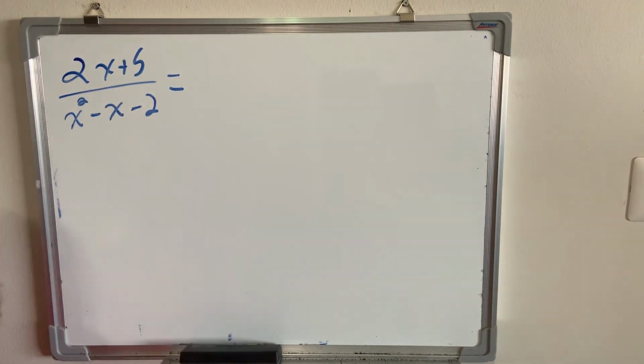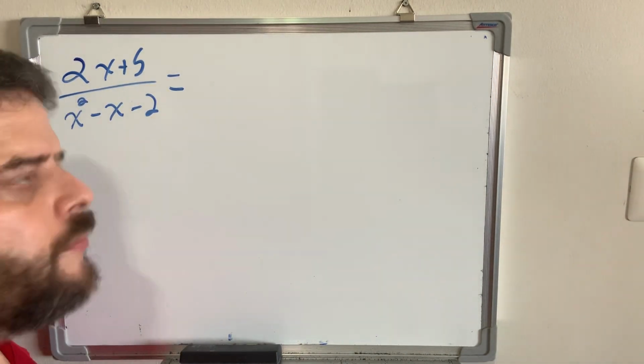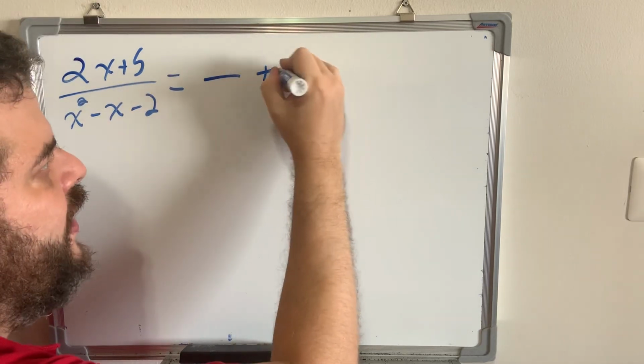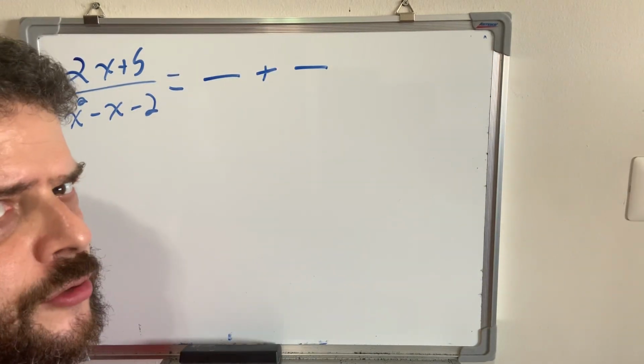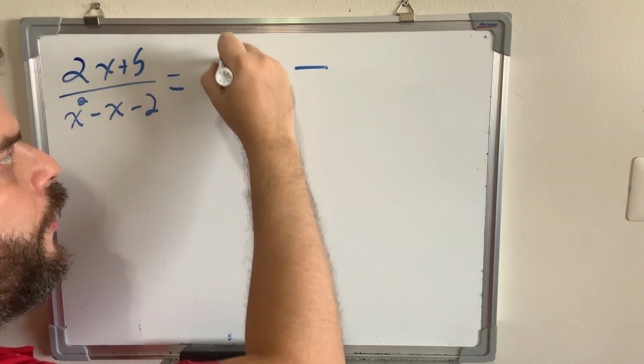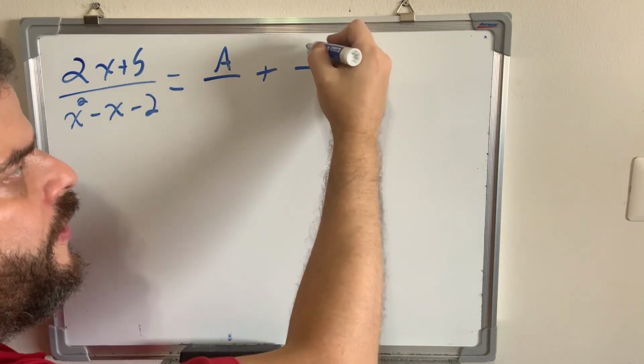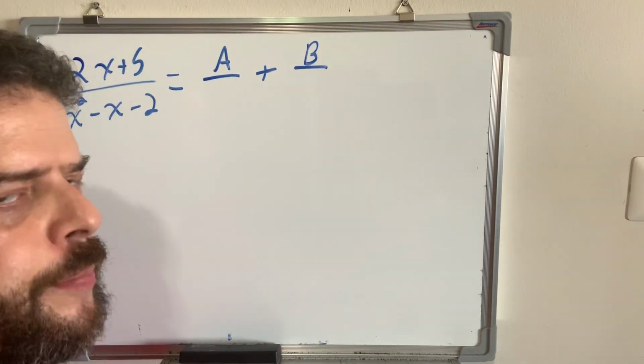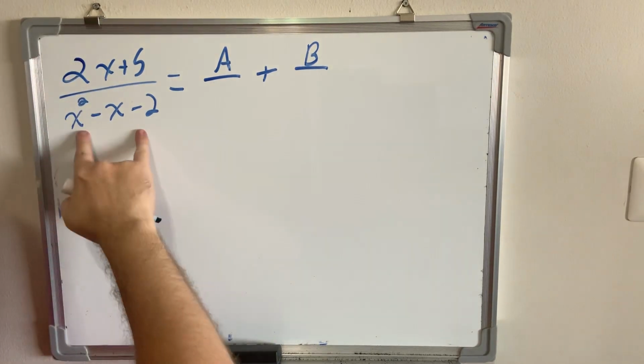Okay, ahí está. Now, step 1. I rewrite it as a sum of two fractions. First numerator, always A. Second numerator, always B. I'm going to factor this.